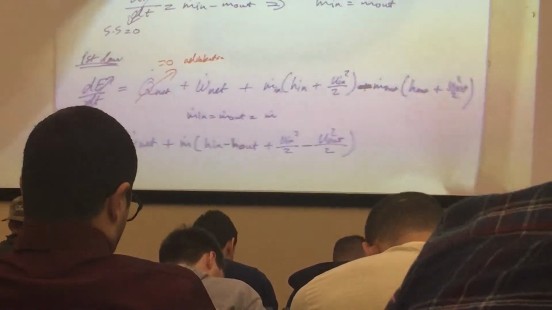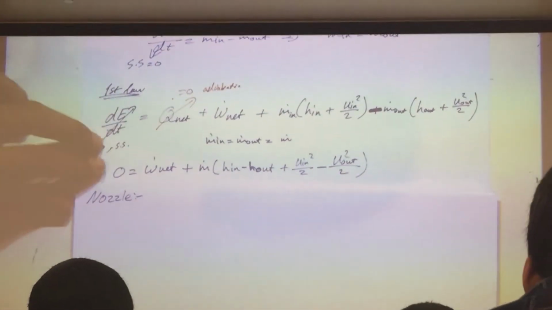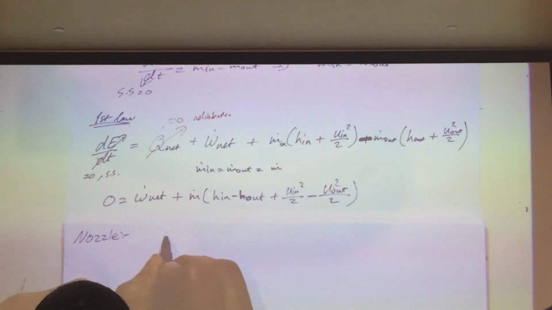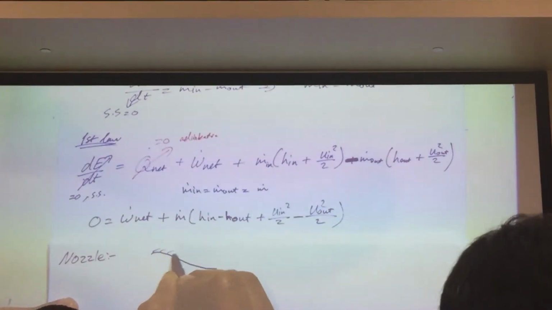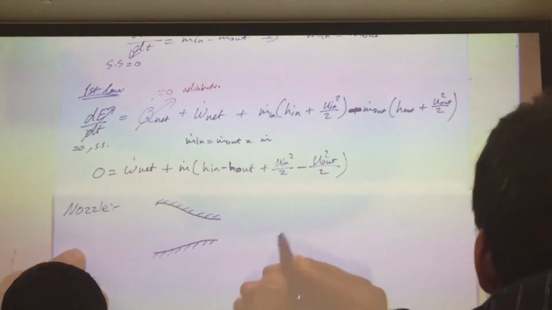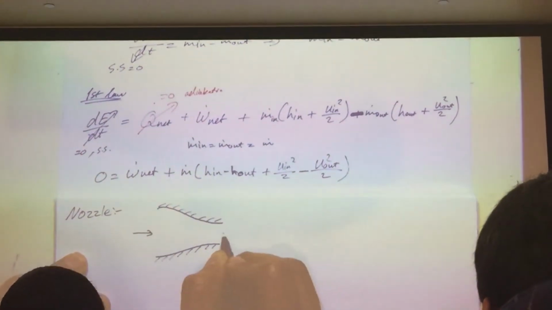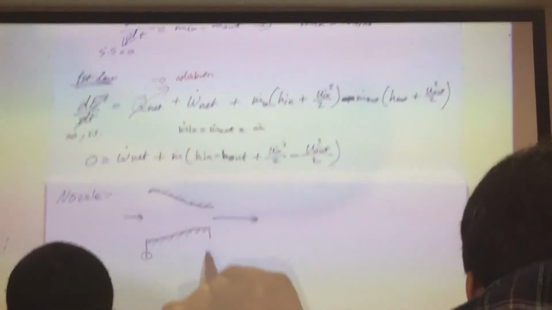One of the easiest components to apply it to is a nozzle. So let's start with a nozzle. Okay, so I've got a nozzle that looks like this. I'm going to insulate it to have an adiabatic process. And I've got, starting from station 1, going to station 2.